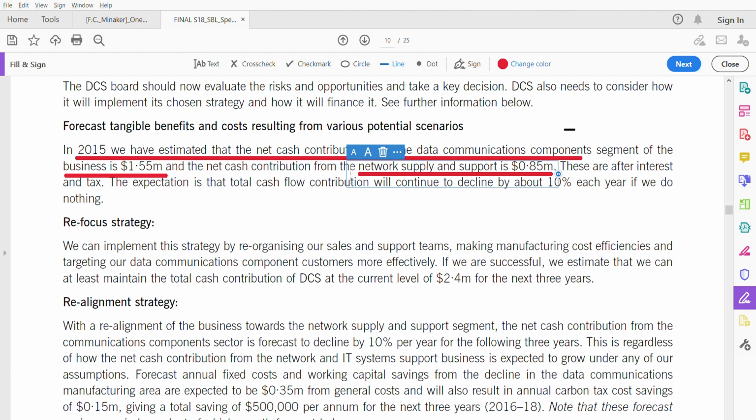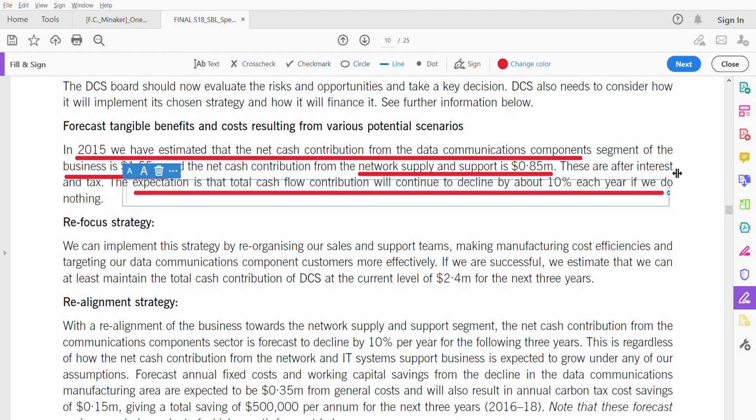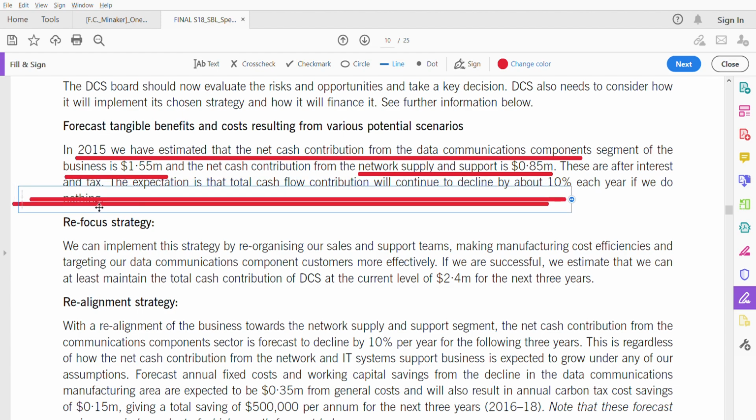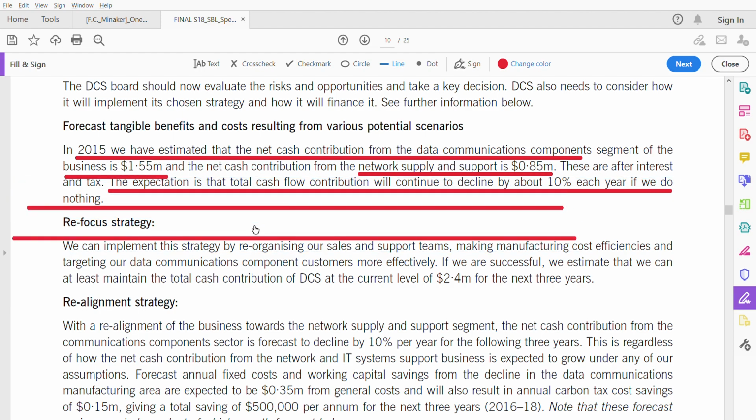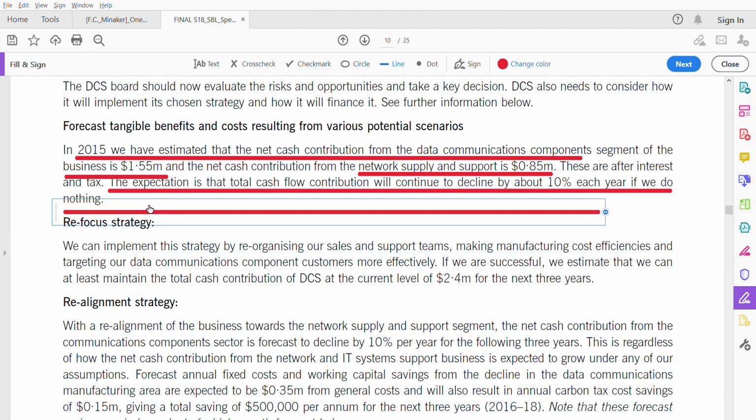All these are financial data. You need financial information. Always highlight the numbers and all. So these are after interest and tax. Okay, the expectation is the total cash flow contribution will continue to decline by about 10% each year if we do nothing. So this is an assumption, you can say. If we do nothing, I'm sorry for this inconvenience, but I don't know why I'm not able to highlight.